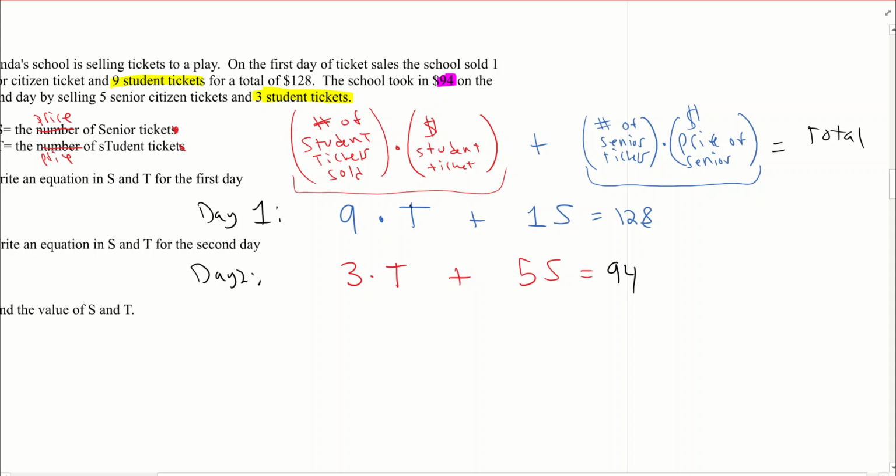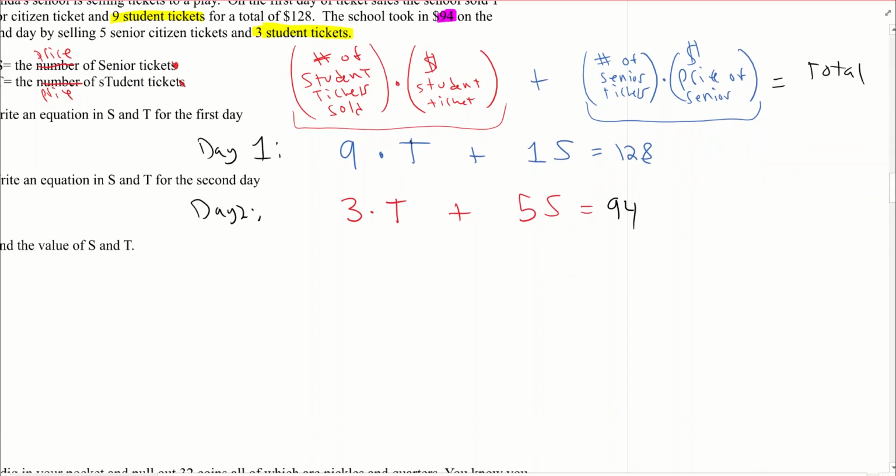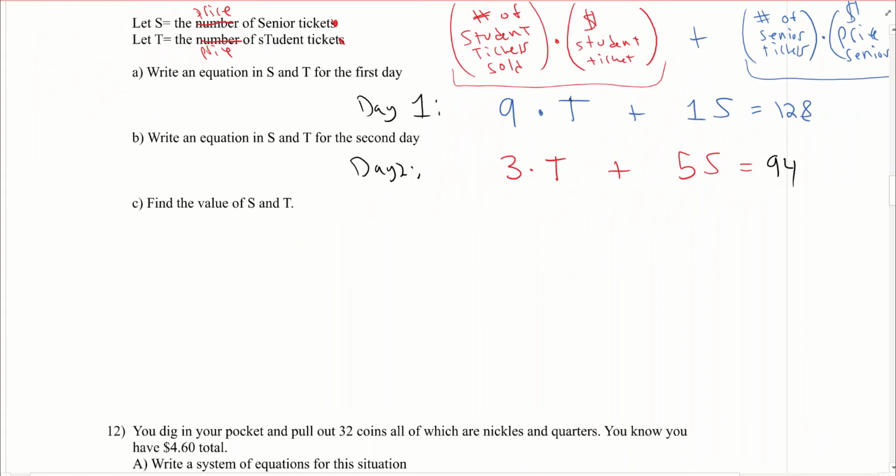Now that I have this system set up, we can solve the system using the methods that we talked about before, substitution or elimination. And again, since the variables line up here, the t's are there, the s's are there, this kind of lends itself to elimination. So the first thing I'm going to do is I'm just going to go and write these equations down here, so that we have them together.